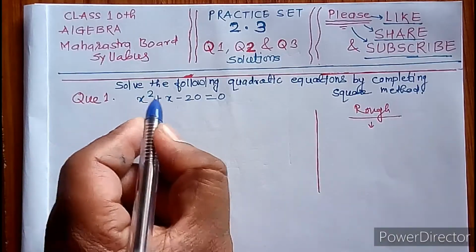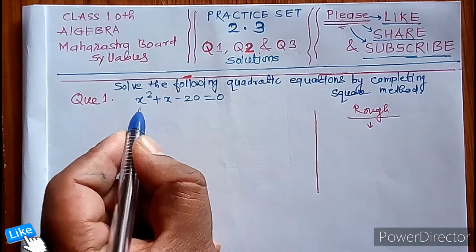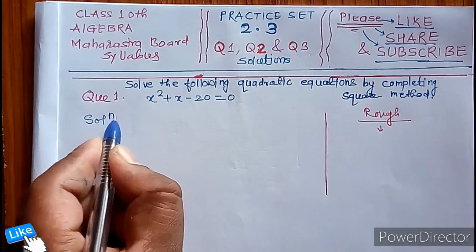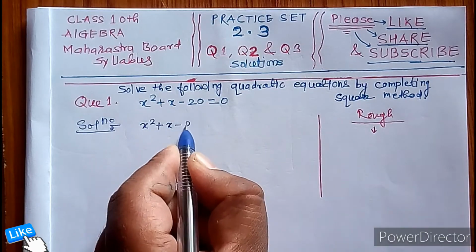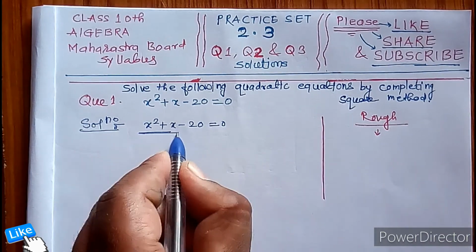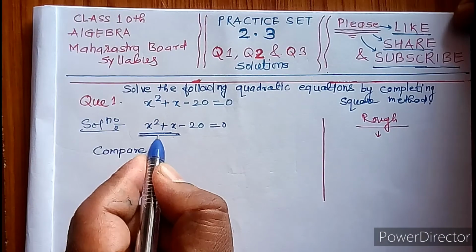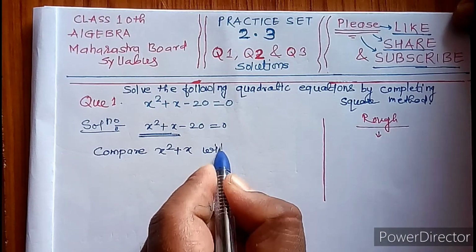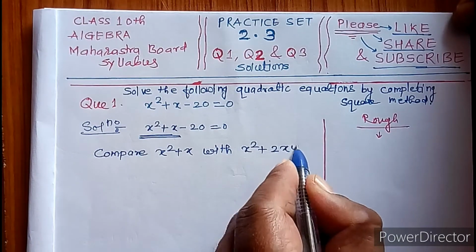Question number 1 is: solve the following quadratic equation by completing square method. The given quadratic equation is x square plus x minus 20 equals 0, which we write as it is in the solution part. Now we have to compare this x square plus x with x square plus twice of xy.